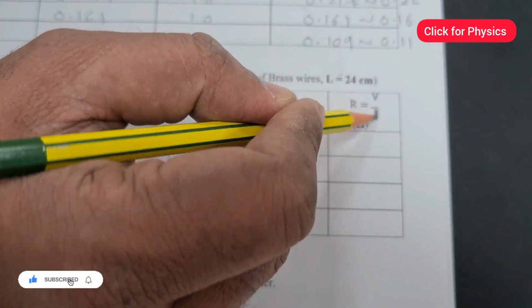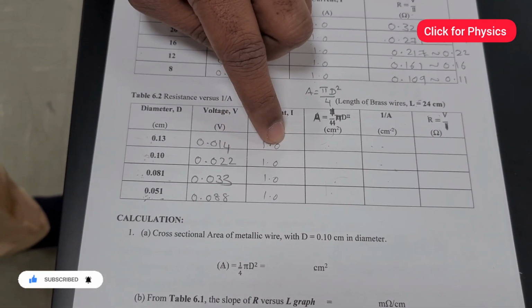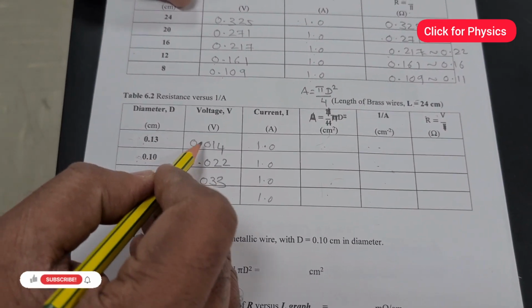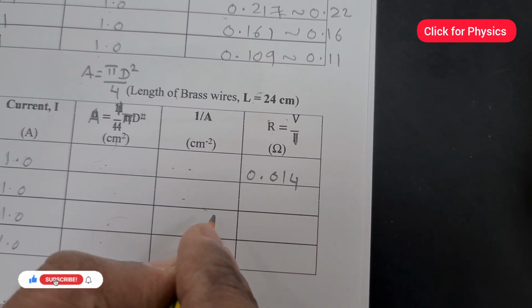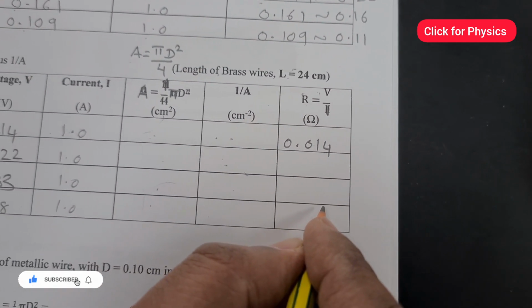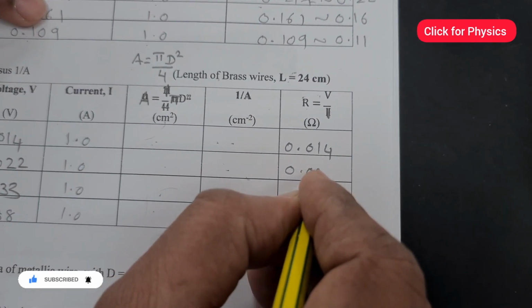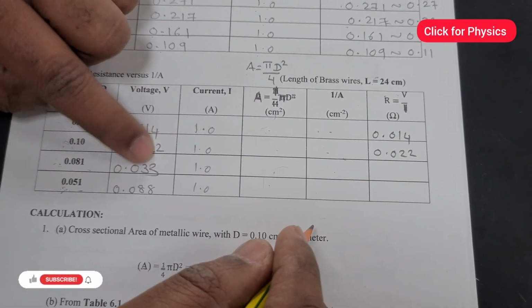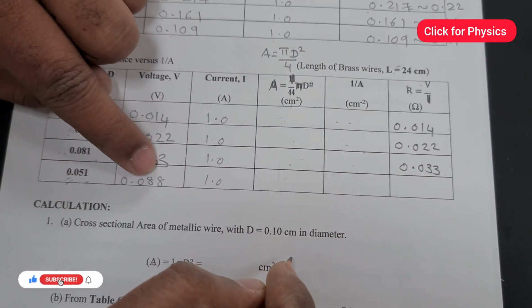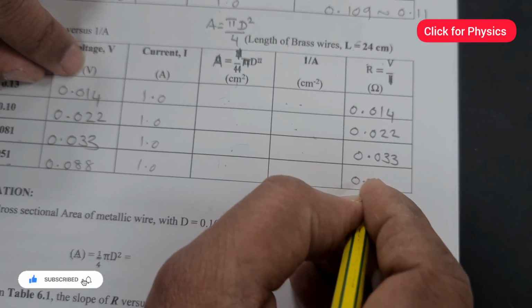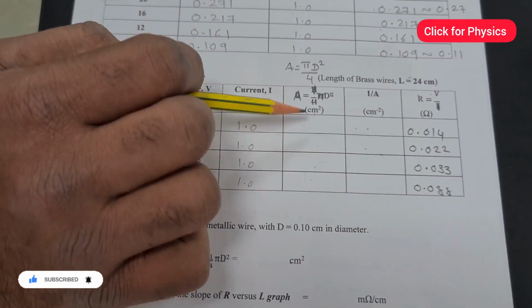So this is the current, okay? So voltage and current we already have here. So this value divided by this one, it's very easy. We can write it here. 0.014 divided by 1, same, 0.014. And this one, 0.022 divided by 1, 0.022. And then 0.033 divided by 1 is 0.033. And finally 0.088 divided by 1 is 0.088.